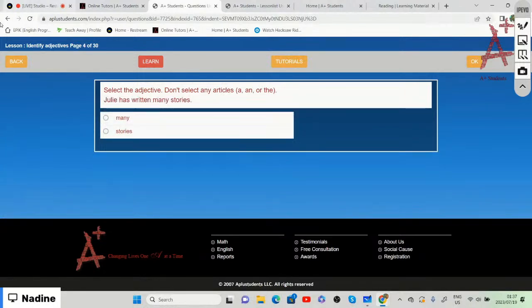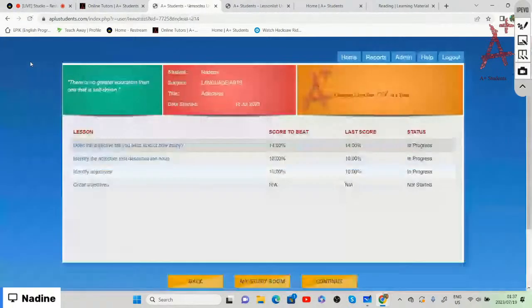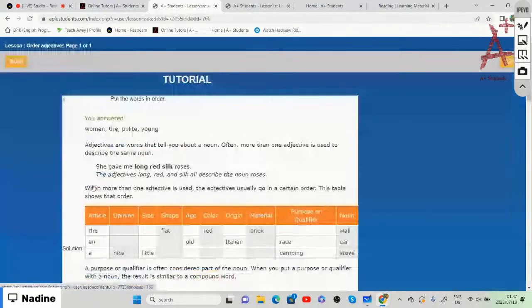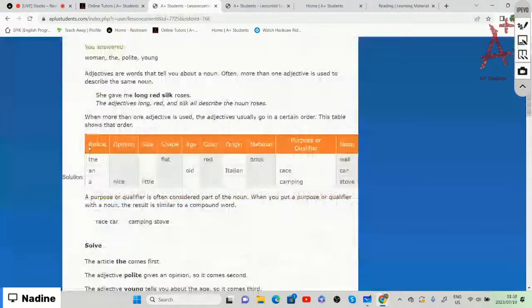All right. So that is on identifying adjectives. And we said adjectives tell us about the nouns, right? Some adjectives tell us what kind, and some tell us how many. So now we're going on to our last lesson, which is ordering adjectives. When we order adjectives, there is a specific table that shows the order.